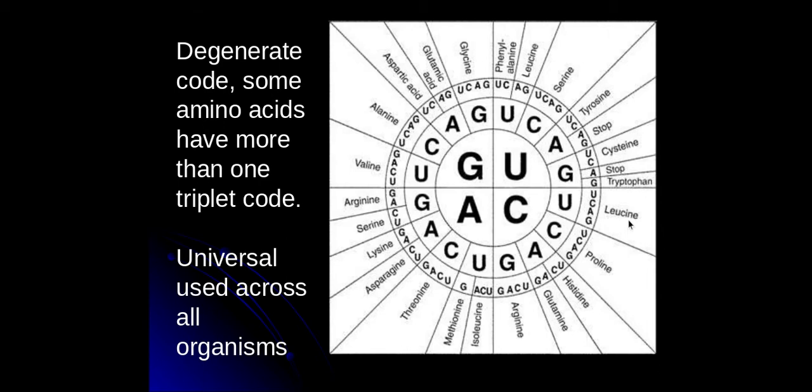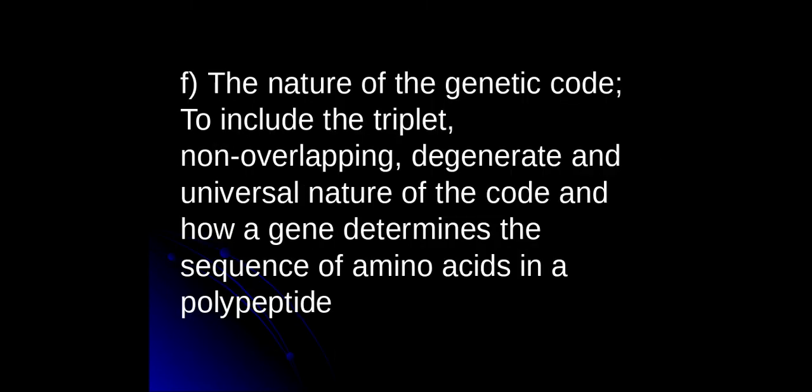This code is also universal, so it's used across all organisms. Each organism will have a T, A, G, and C within its DNA. It's universal. So it's a very universal code. That is pretty much all we need to know here about the genetic code.